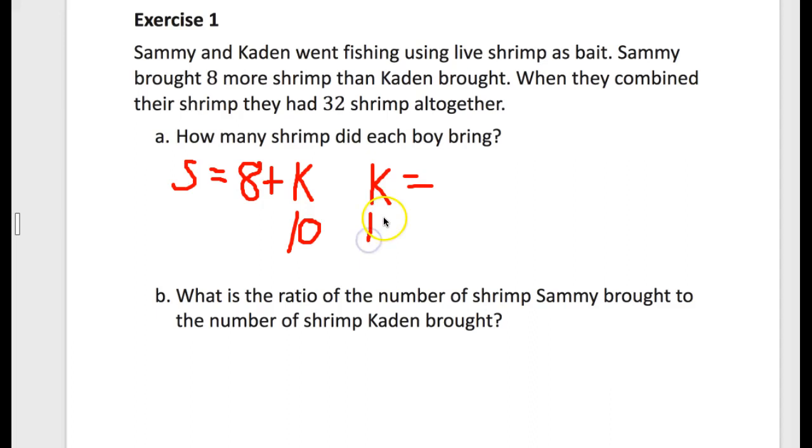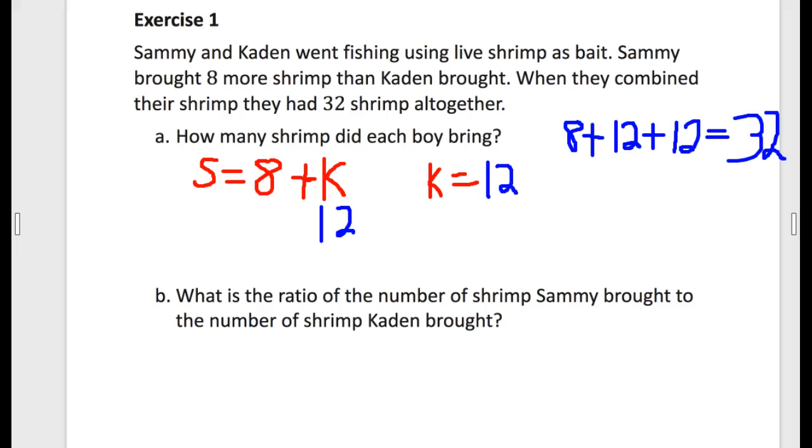What if we decided that Caden brought 10, and so then Sammy would have brought 10 plus 8. If 10 plus 8 is 18, plus 10 more, that's 28, not our 32. So what I'd like you to do now is what I've been doing, guessing and checking. Put numbers in here until it works out that this plus this one plus this one is 32. And whatever we put here for K has to be for K for both of them. Okay? Give it a minute, see what numbers you come up with, and I'll come back and have the answer.